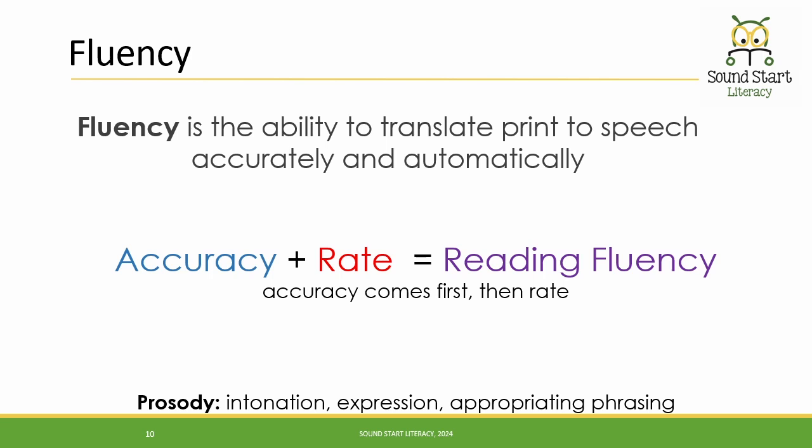So students need to have the accuracy, and then we can move on to increasing the automaticity and increasing the reading rate. And then fluency will come from there. We also have prosody as part of fluency. And what we mean by that is our intonation, our expression, and our appropriate phrasing. Now, this is not something that's going to come right away. This is going to come once students have become accurate and their rate begins to increase.